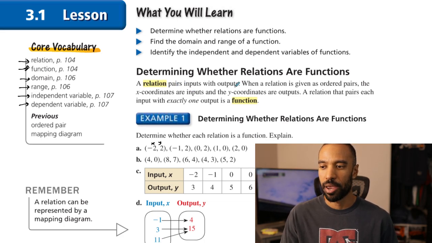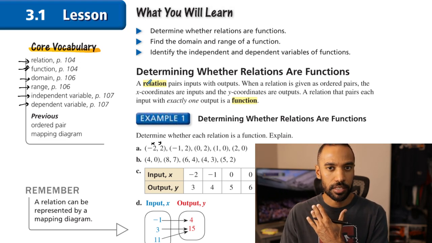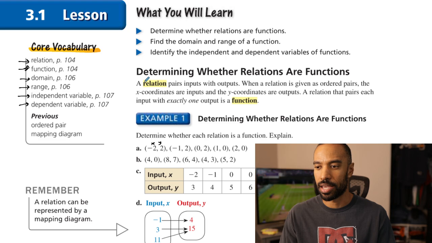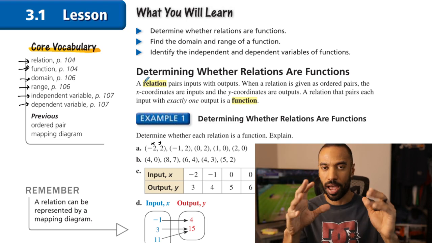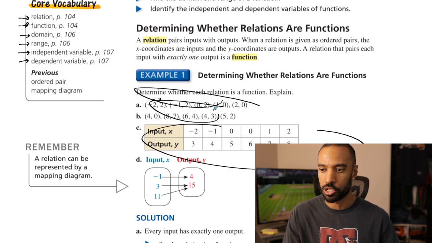Okay, here we go. A relation pairs inputs with outputs. And really, listen, math textbooks give mathy definitions. They sound a little weird. They sound strange. They work. They totally do. But some people don't understand them. I'm going to tell you right now, guys, a relation is a set of points. They can give it to you on a graph. They can give it to you as a list. They can give it to you in a table. This is a relation. This is a relation. This is a relation.